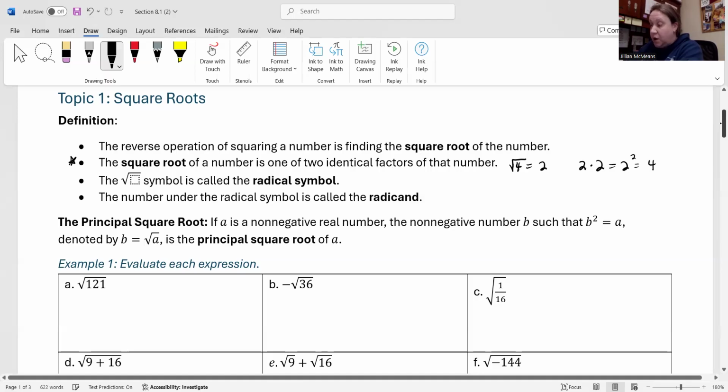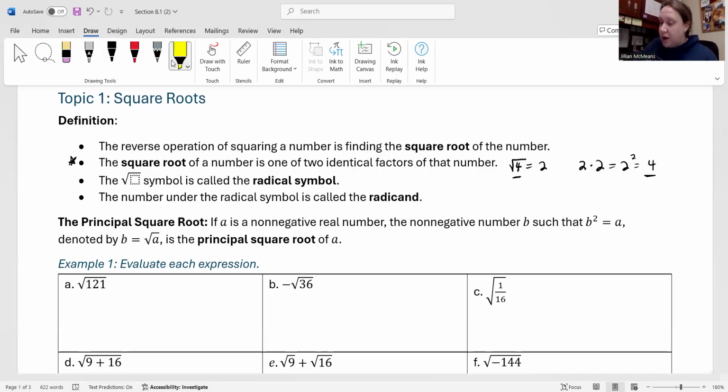So if I take a number and square it, then the square root of that number is the number I initially squared. Okay, so that's what we mean by these inverse operations. So squaring a number and finding its square root, they just undo each other. And again, the square root of a number is one of 2 identical factors of that number. Okay, again, that's not a formal definition, but it helps you understand what's really going on.